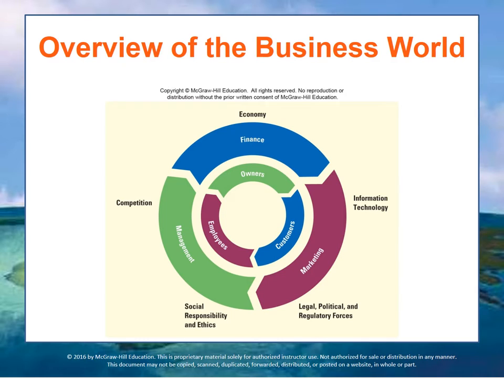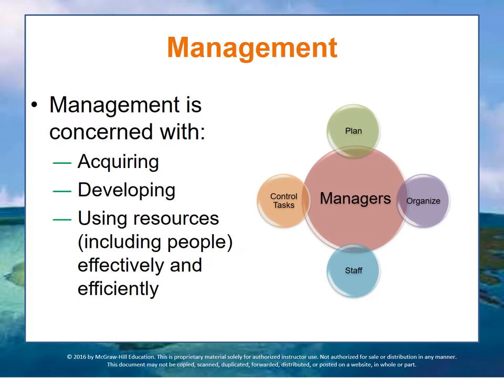As you move outward, you will see the functions of the business organization, such as finance, marketing, management, then the external social and political environment in which the business operates. The external environment consists of competition, the general economy, different kinds of technology, in particular information technology and how that is changing and operating, legal and political forces, and social responsibility. All of these factors have an impact on the daily operations of the business.